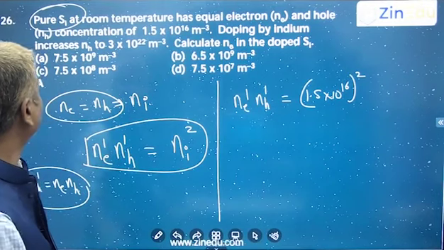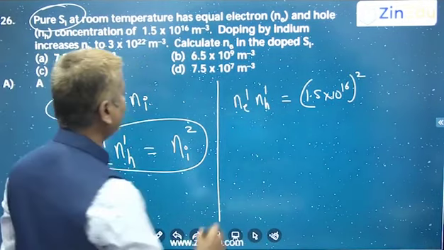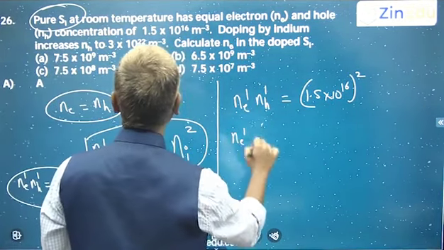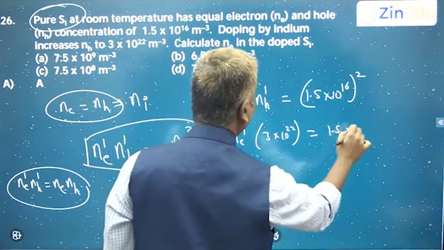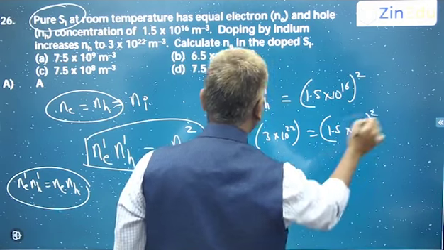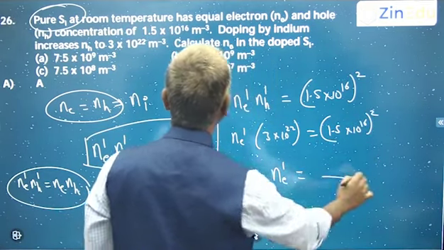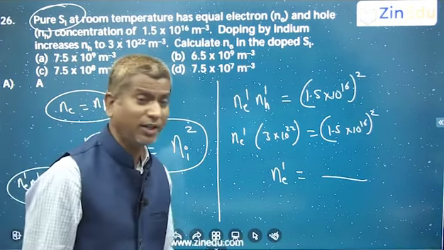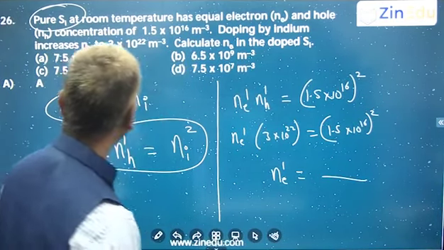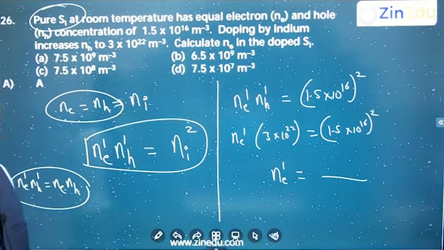After doping, the hole concentration is already given, and they are asking for the electron concentration: 3 into 10 power 22 is equal to (1.5 into 10 power 16) whole square. So what is the electron concentration after doping? Like that you can get the value for electron concentration after doping. Okay, so that is question number 26.